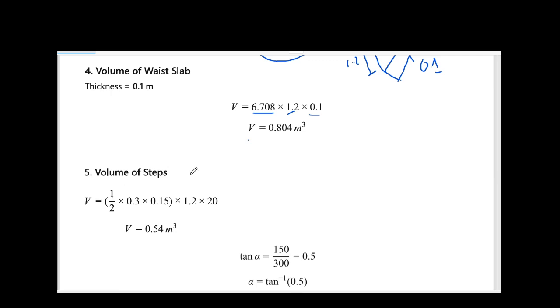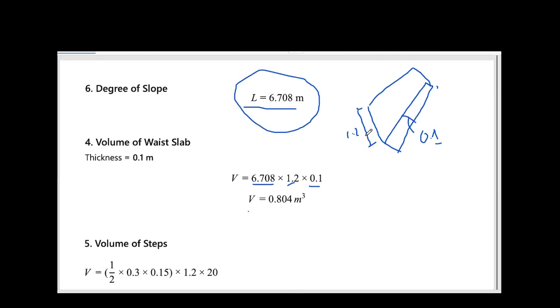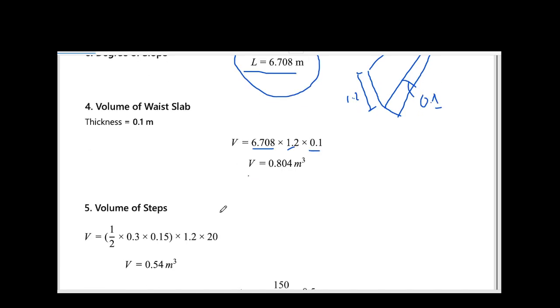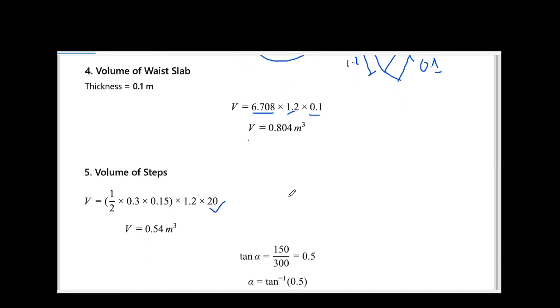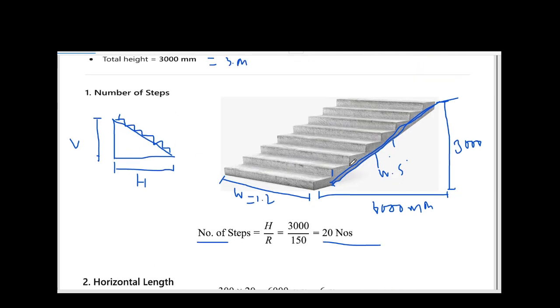This is the volume of the slab. Now we have the volume of concrete required to make the base slab. Second, I'm going to find the amount of concrete required to make the steps. The total number of steps I have is 20. So how will you find it? If you see, this is a triangular portion.